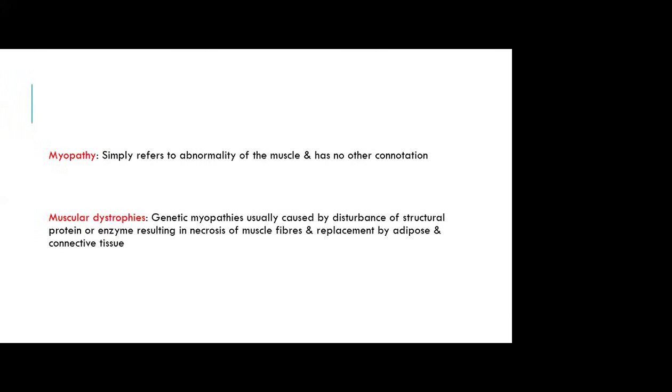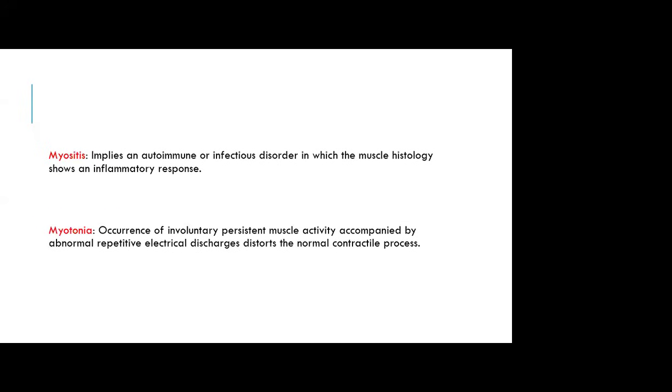Coming to certain terminologies used in muscle disorders: myopathy simply refers to abnormalities of the muscles and has no other meaning to it. Muscular dystrophy is a genetic myopathy, usually caused by disturbance of structural proteins or enzymes, resulting in necrosis of the muscle fibers and replacement by adipose and connective tissue. Myositis implies an autoimmune or infectious disorder in which the muscle histology shows an inflammatory response. Myotonia is the occurrence of involuntary persistent muscle activity accompanied by abnormal repetitive electrical discharge that distorts the normal contractile process.